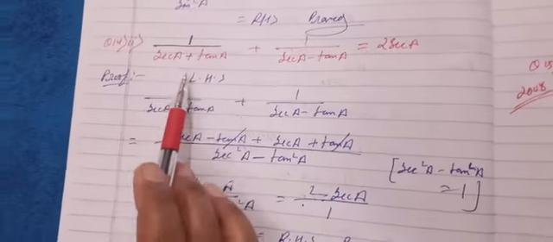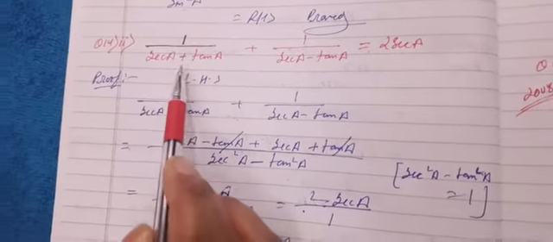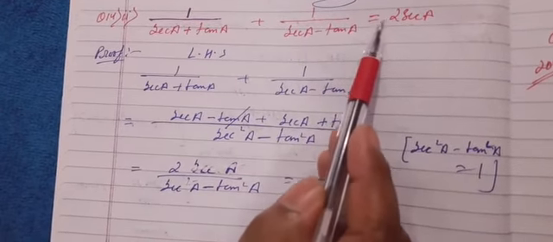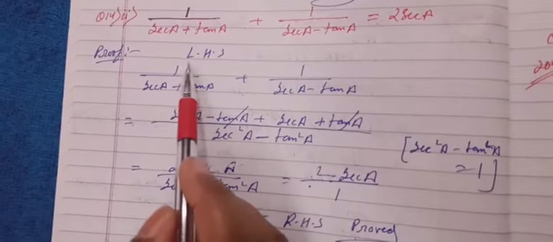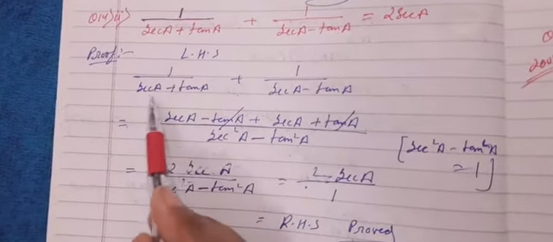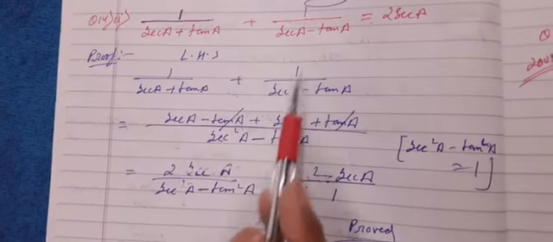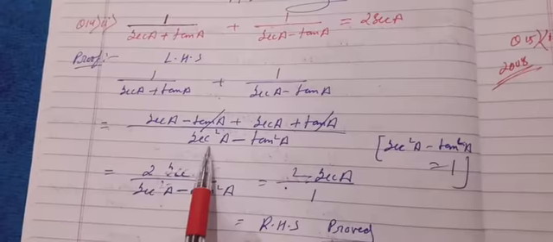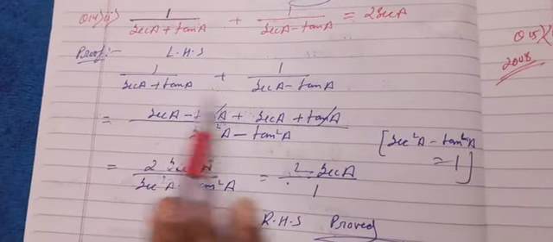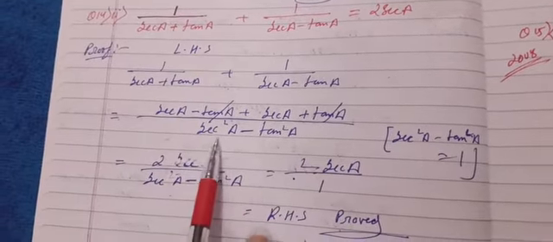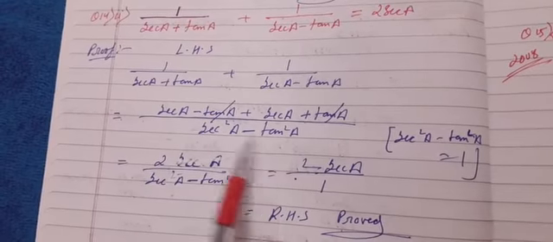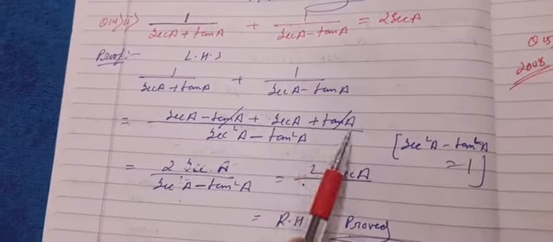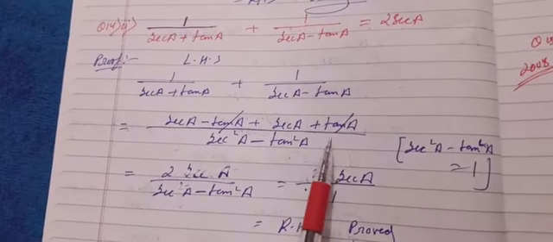Now 14th, second sub question. 1 by (sec A plus tan A) plus 1 by (sec A minus tan A). We have to prove that this is equal to 2 sec A. So again I have started from LHS: 1 by (sec A plus tan A) plus 1 by (sec A minus tan A). So we have taken LCM. So this will be sec square A minus tan square A, because this is (A plus B) into (A minus B), that is equal to A square minus B square. Now here is sec A minus tan A, and here sec A plus tan A. So minus tan A plus tan A cancelled.